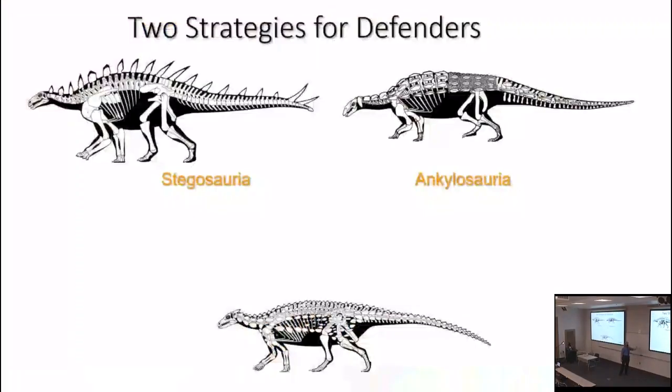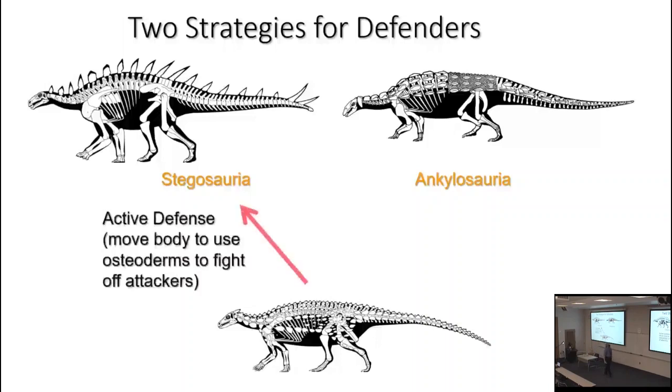Now, from something like Scelidosaurus, we get the two different major branches of Thyreophora, each of which emphasizes a different strategy, at least when we reduce it down to a first-order approximation. It's not to say that the other group doesn't use some of this strategy. In Stegosauria, more of an emphasis on active defense. So instead of using your armor to pretty much just absorb the damage, you keep a body that's fairly mobile in order to fight off attackers.